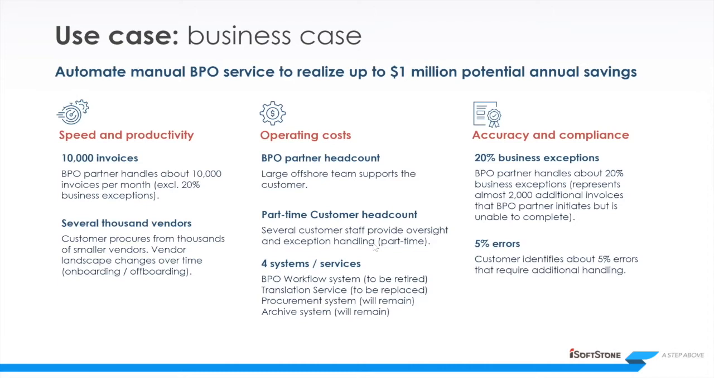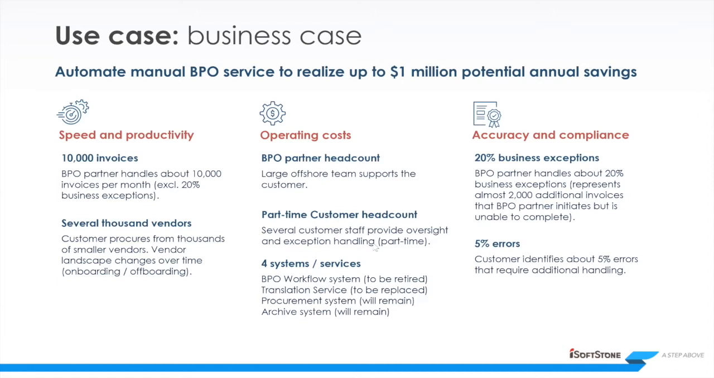As I mentioned, just this one simple invoice handling or invoice processing use case, we believe there's about $1 million in potential annual savings, and it's in 3 key areas. So I mentioned speed and productivity, automating these 10,000 invoices per month, which doesn't include exceptions. Typically, our customers experience anywhere from 10 to 20% to even more business exceptions on this invoice process. These invoices are generated by usually several thousand vendors. So you have the entire onboarding and offboarding of vendors and managing these vendors. Some of these, as I mentioned, are small or medium-sized businesses. So there's definitely gains there.